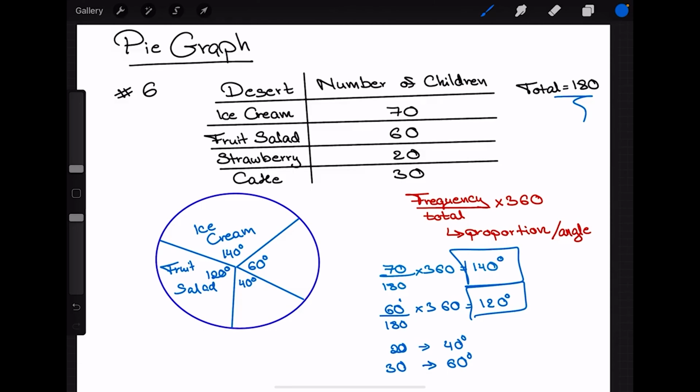Now occasionally they may give you a data list with percentiles. In that case, you would just have to do the percentile divided by 100 to give it in decimal form times 360 in order to find its angle.